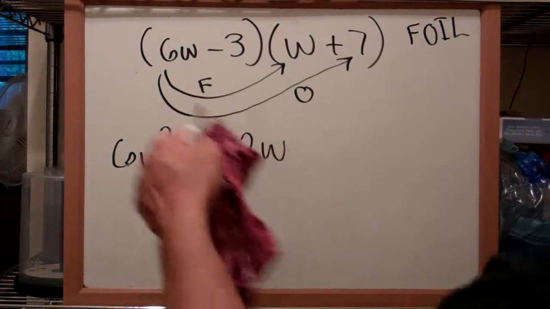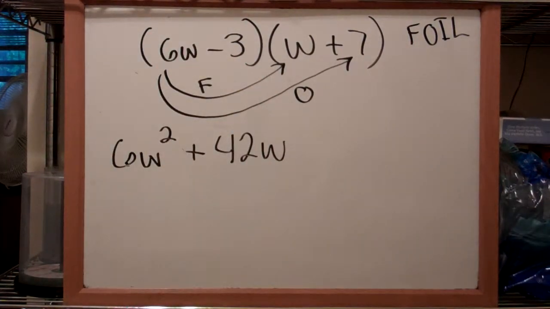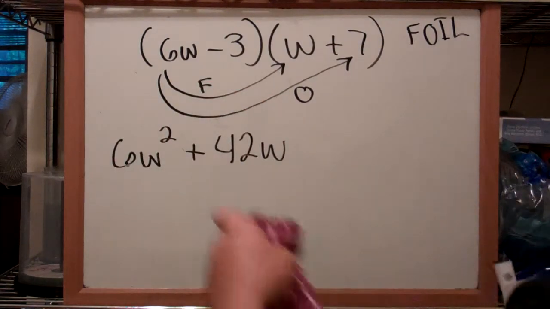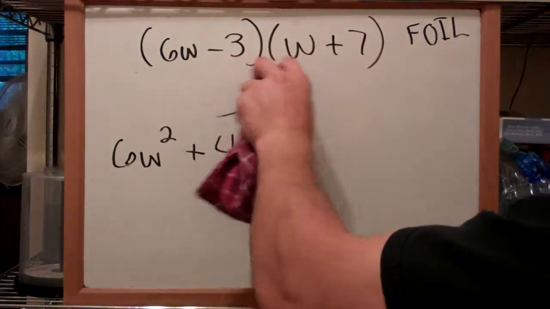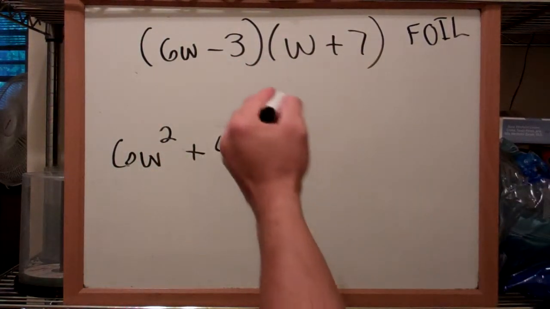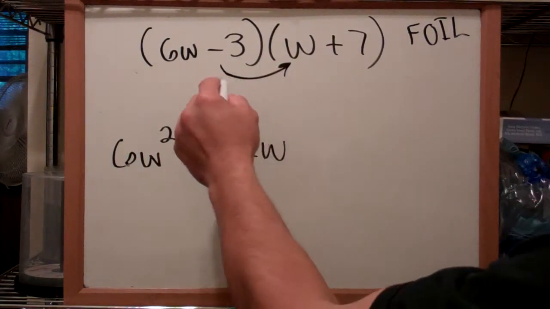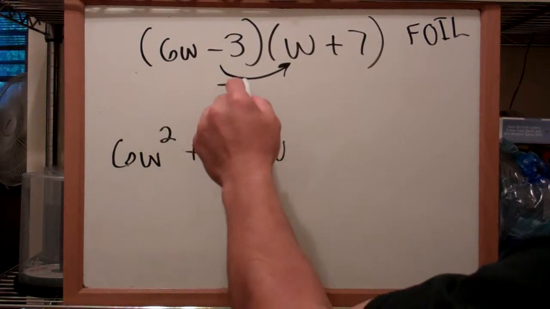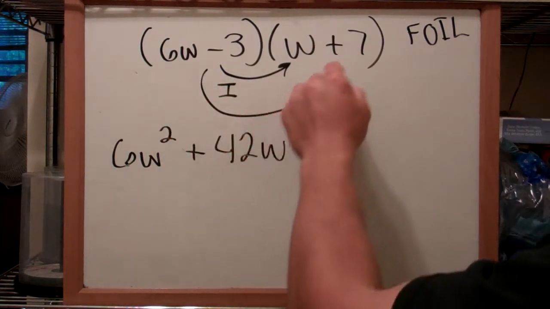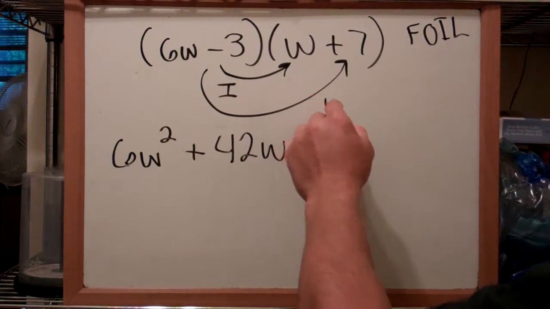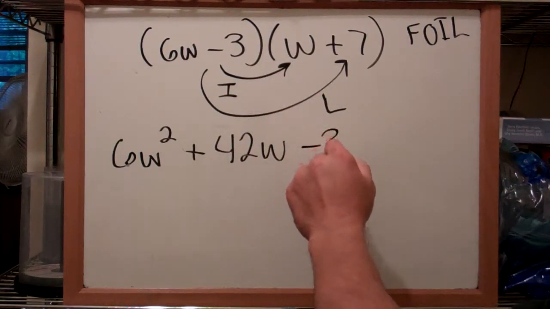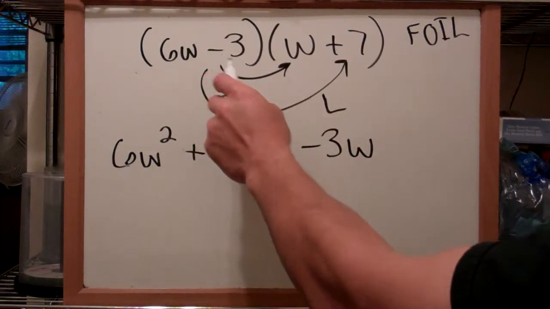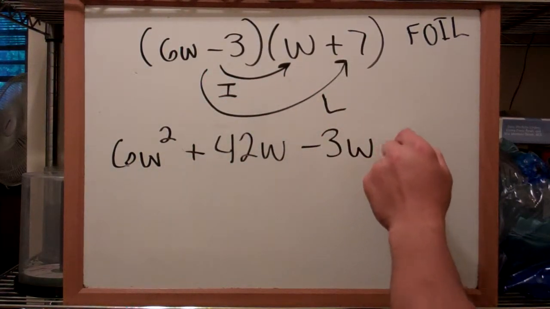Then, if we move to the negative 3, we're going to take negative 3 times w, that would be the inners, and then the negative 3 times the 7, which would be the lasts. So negative 3 times w is negative 3w. Negative 3 times 7 is negative 21.